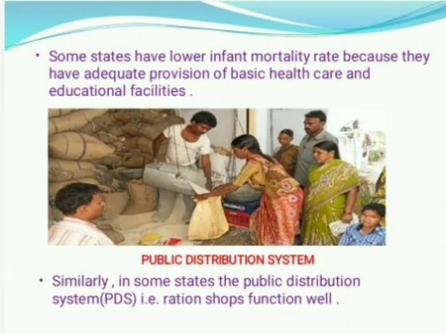Some states have a lower infant mortality rate because they have adequate provision of basic health care and education facilities. Similarly, in some states, the public distribution system, that is, ration shops, function well.